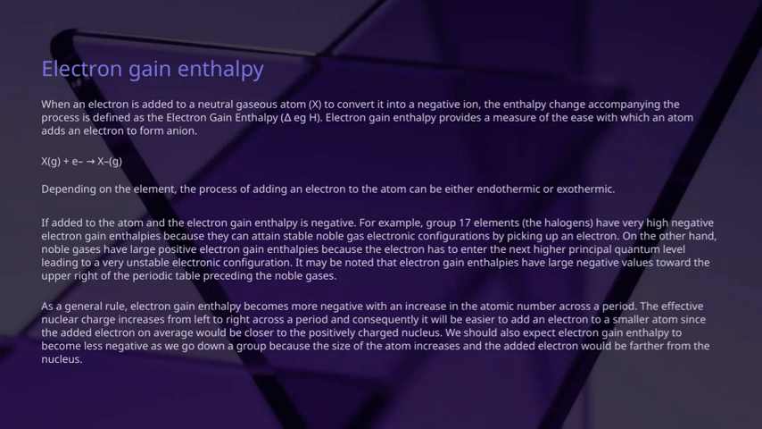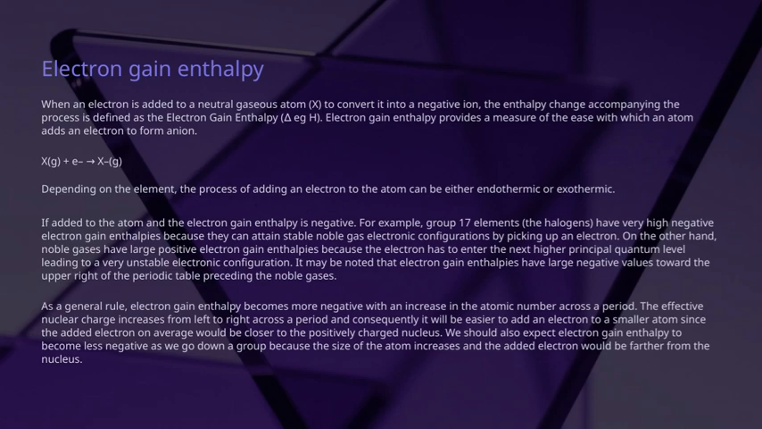As a general rule, electron gain enthalpy tends to become more negative as we move across a period in the periodic table. This is because the effective nuclear charge increases from left to right, making it easier for the atom to attract and add an extra electron. When the atom is smaller, the added electron is closer to the nucleus on average, which stabilizes the process. Conversely, as we go down a group, the atom's size increases, and the added electron is farther from the nucleus, making the electron gain enthalpy less negative.